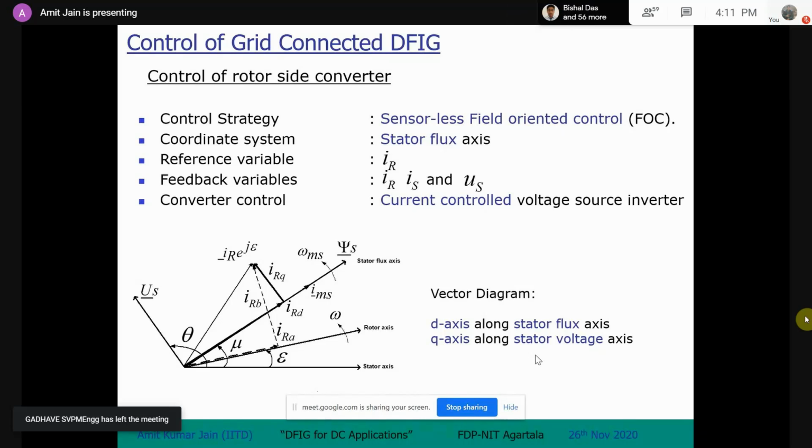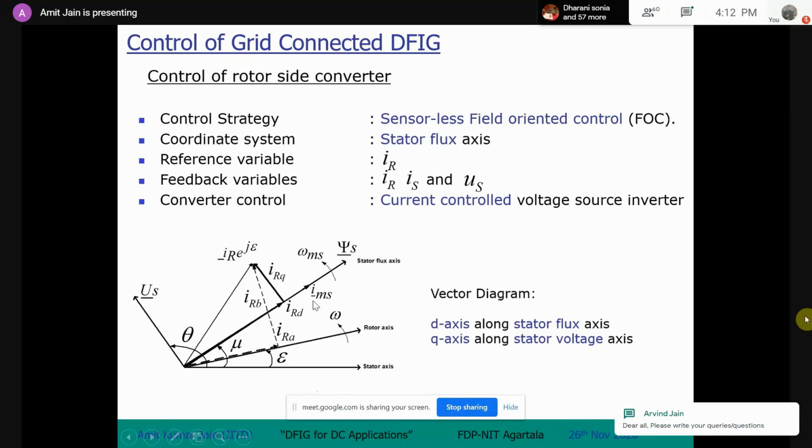But in this system, since the stator voltage and stator frequency are almost fixed, once that is fixed, the stator flux is also fixed. So that is why you always choose stator flux as the reference axis for this kind of slip ring induction machine setup, because the stator voltage and frequency are constant. So the stator flux is chosen for maintaining D and Q. This will be your D axis, and perpendicular will be your Q axis.